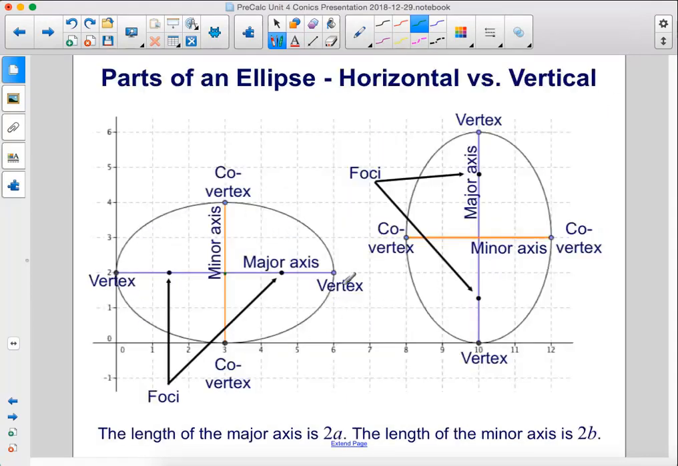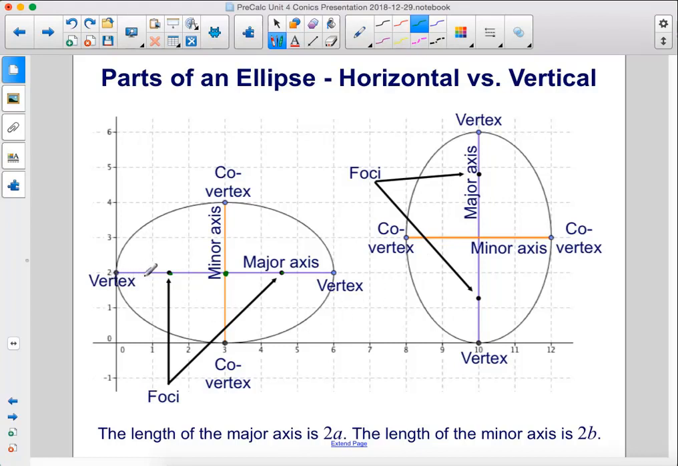Here we have a horizontal ellipse and a vertical ellipse. Here we have the center. We have the major axis that connects the vertex to the center to the other vertex. We have the minor axis that connects the co-vertex up here to the center to the other co-vertex, and we have our two foci. Here it's vertical, so it's all of the same parts, but just flipped on its side.